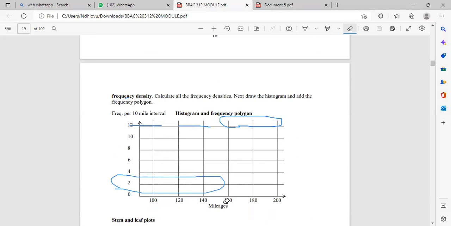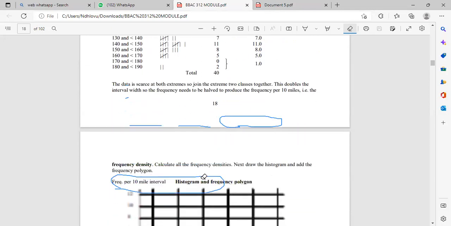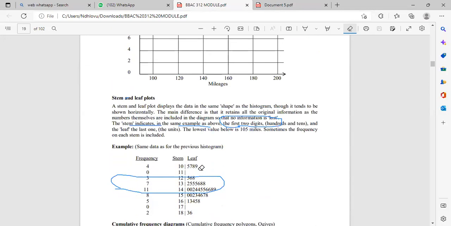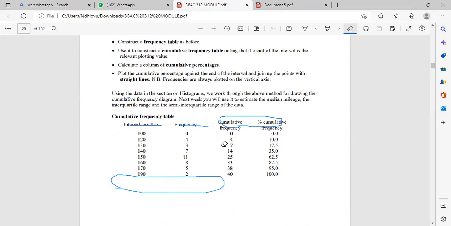Okay, so the histogram can be drawn. We are saying 100 and under 110, we can draw the histogram there. But before getting to the histogram, we can now present the data in terms of the frequency distribution. So in terms of frequency distribution, we can present the data.